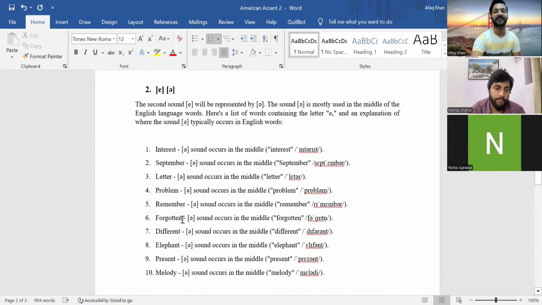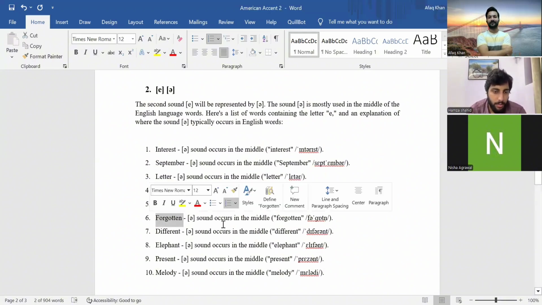So have a look at this example right now. How would you say that, Hamza? Forgotten. Okay, could you please tell me where the schwa sound occurs in that word? Yeah, in the R, I guess. No, it doesn't occur there. Yeah, it also occurs there, but it varies to various dialects.